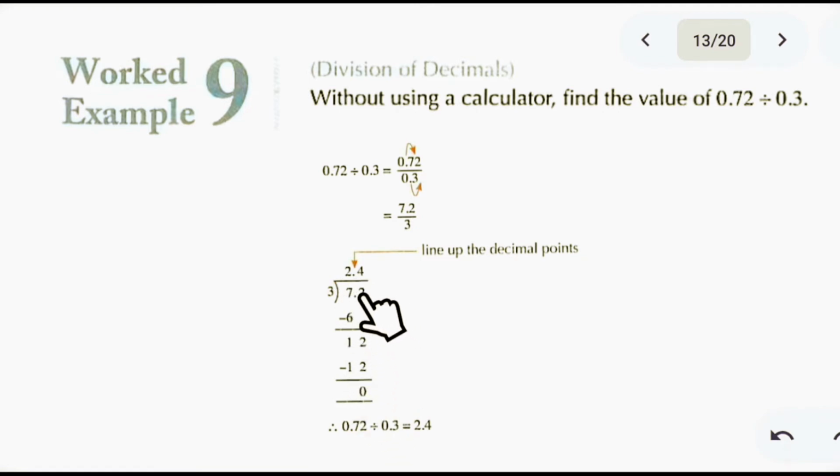The decimal point is written when we start solving the value after the decimal. 3 2s are 6, we subtract 6 from 7 and get 1. This 2 comes down right under here. When we bring this 2 down, we put the decimal point in the answer section, and then 3 times 4 gives 12. So the answer is 2.4.